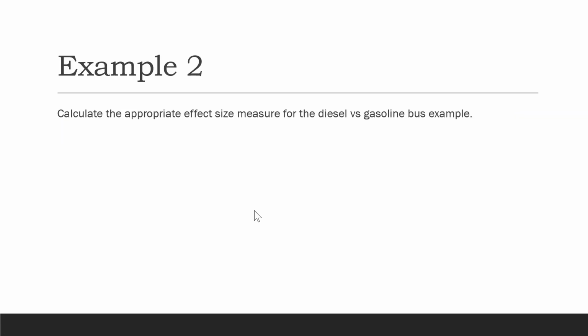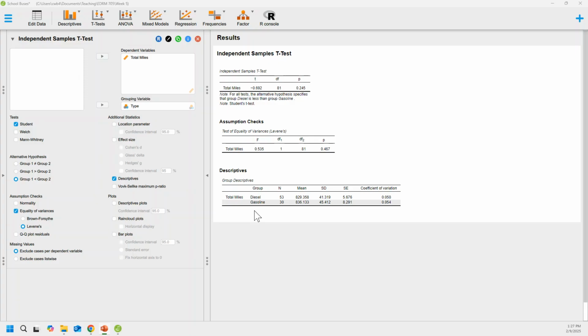And so let's look at how we can use JASP to calculate the effect size measure for that diesel versus gasoline bus example that we did in our last video. I'm going to go to JASP. This is where we left off in JASP during our last lecture. We had the independent t-test.